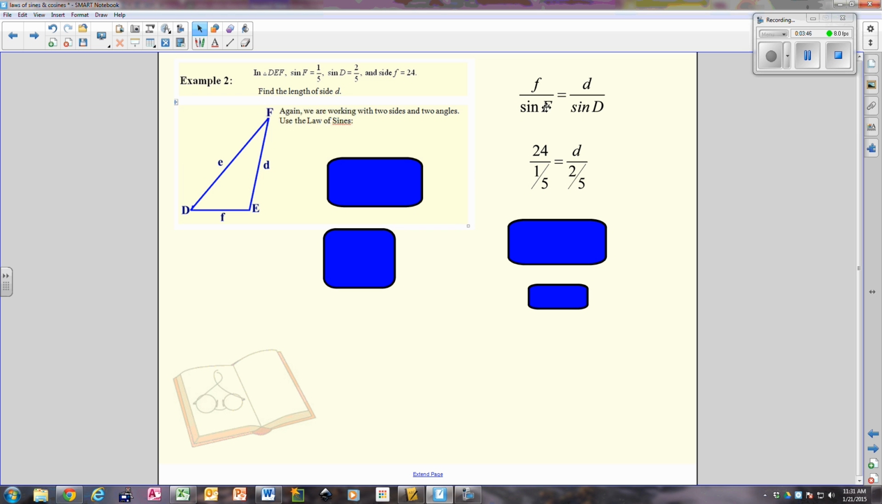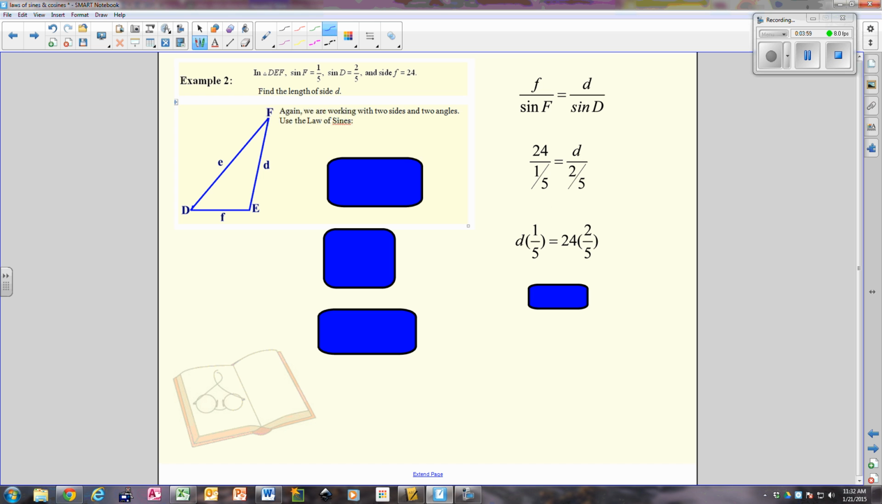Since they actually gave us what the ratios were, we kind of lost the sine. So now we can just cross multiply just like we would any other thing. D times 1/5, 24 times 2/5. If we're solving for D, then we would multiply both sides by 5 so that it cancels out. So we're going to multiply by the reciprocal, and notice these 5's cancel out also. So now you're just left with 24 times 2, which is 48. So the length of D is 48.